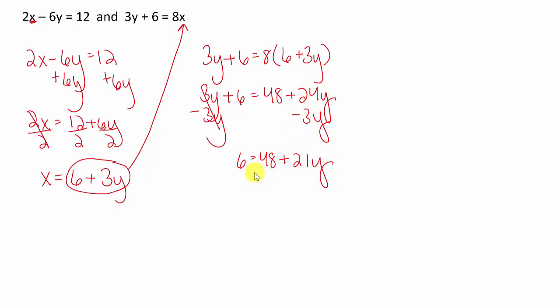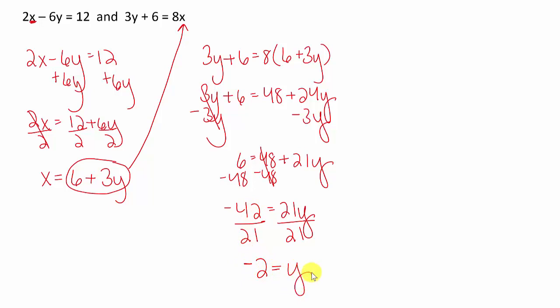And finally, I need to get the 48 over here. It's positive, so I'm subtracting. 6 minus 48 is going to give me negative 42 equals 21y. And to get y by itself, I'm dividing by 21. So negative 42 divided by 21 is negative 2 equals y.